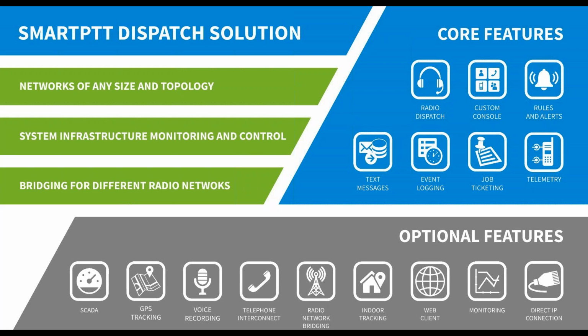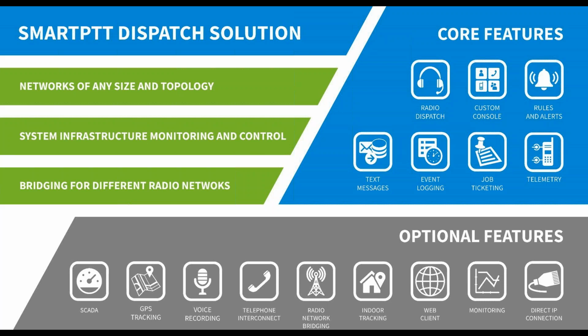On the radio server, it's a voice logging recorder. So if you want to go back a month, 3 months, 6 months to pull audio, you can pull audio from the voice log. Telephone interconnect gives a radio the ability to make and receive telephone calls. The radio network bridging enables you to maybe connect two IP Site Connect systems together so you can create one larger IP Site Connect system.